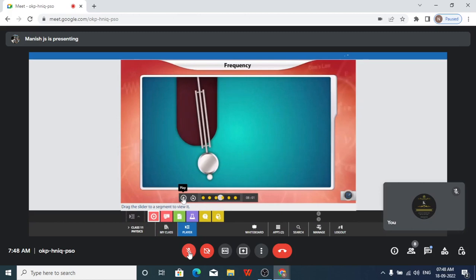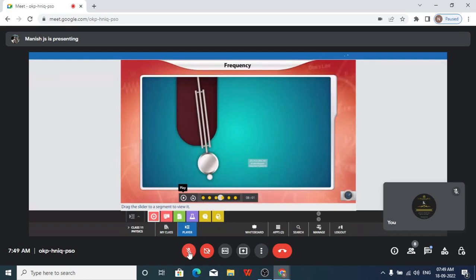So frequency and time period, there is a relationship. The relationship between frequency and time period is an inverse relationship. So we say frequency is the reciprocal of time period. Reciprocal means, if the time period increases, what happens to frequency? The frequency is going to decrease.